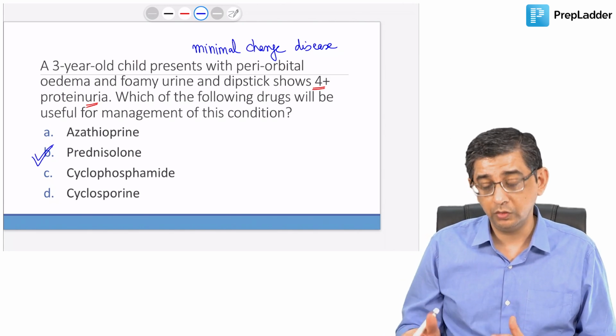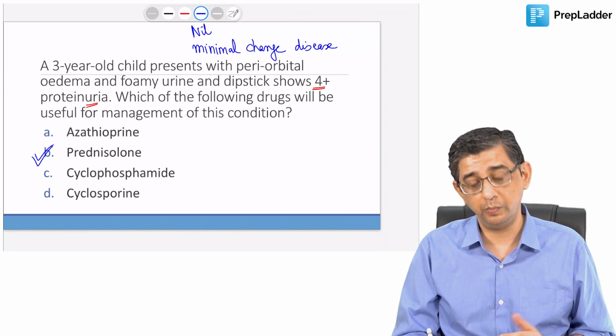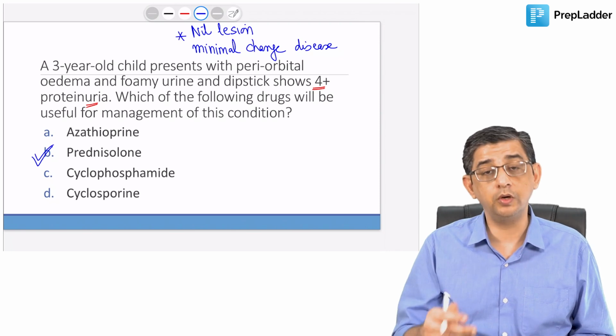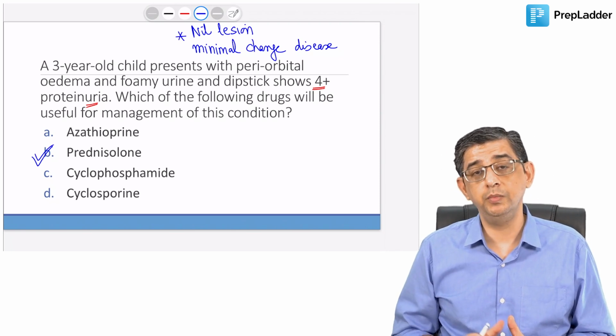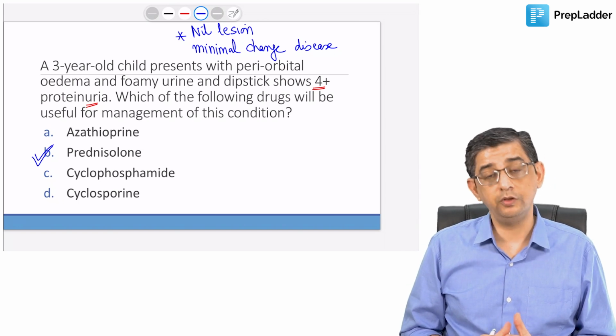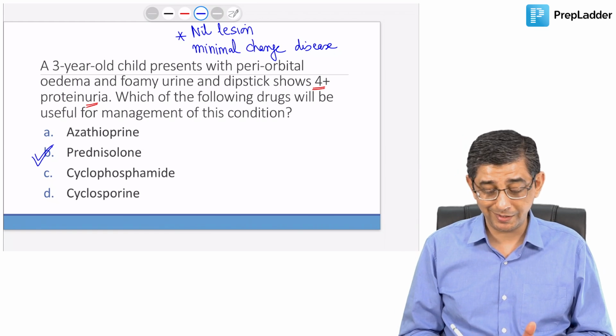It's the same disease that you read as having effacement of the foot processes of the podocytes, and because light microscopy will not reveal any finding, we are going to call it a nil lesion. So minimal change disease per se, or nil lesion, is going to be treated with prednisolone. That is why we call it steroid responsive nephrotic syndrome. It has an excellent prognosis.